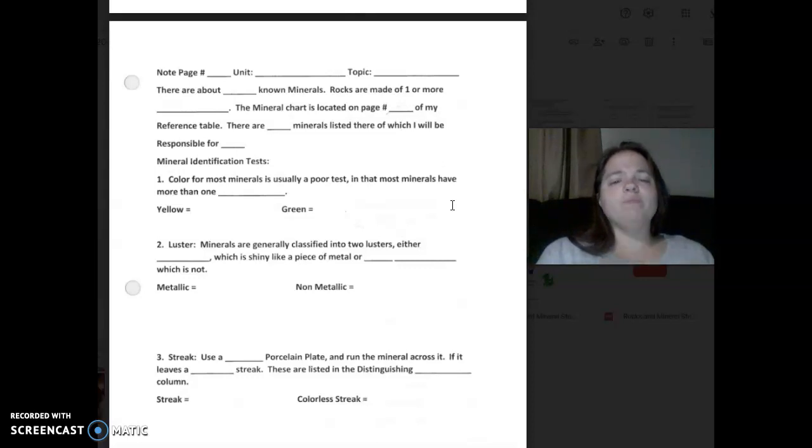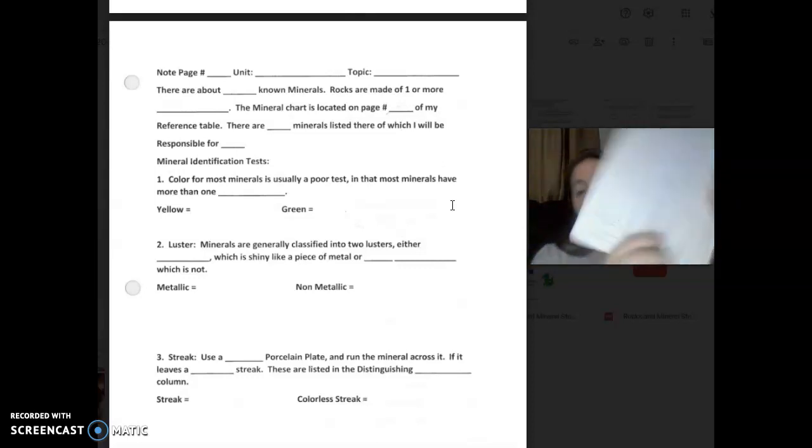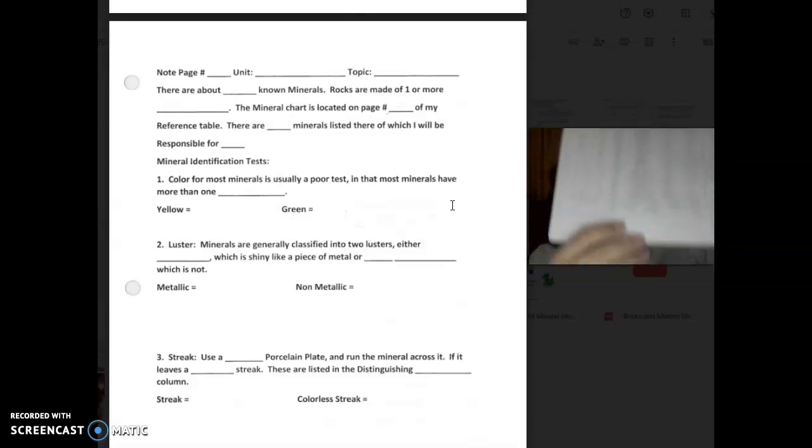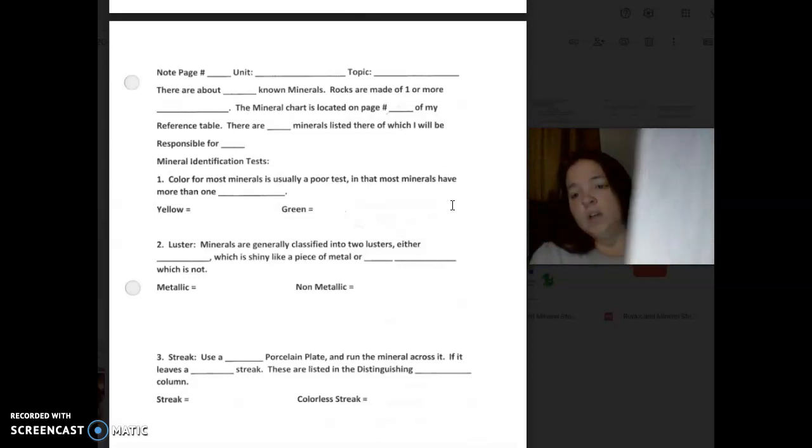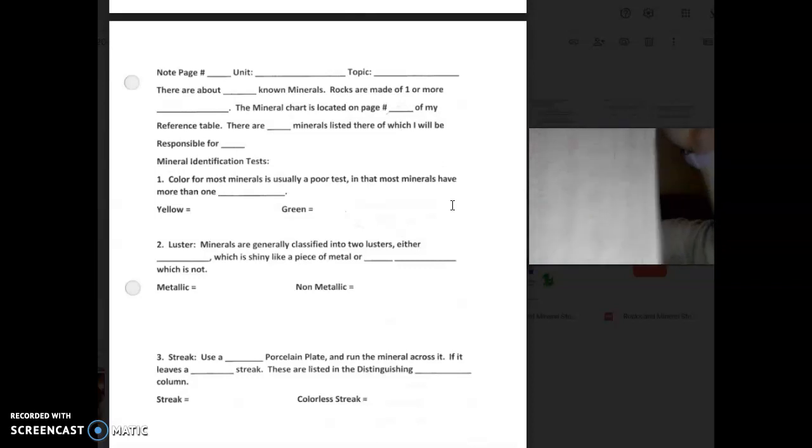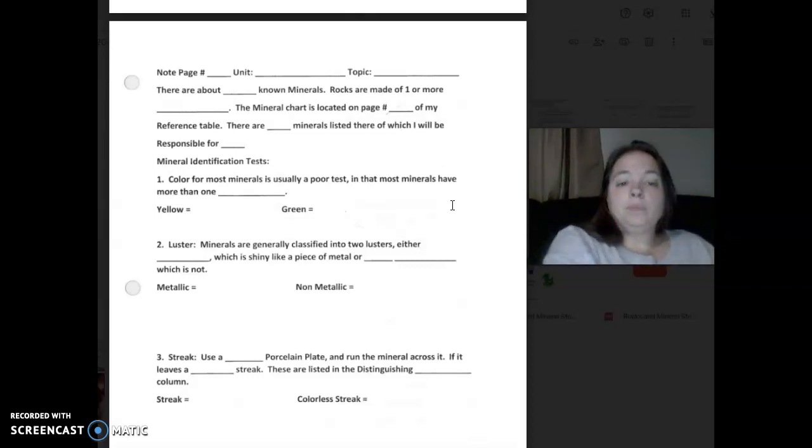All right, so there are about 300 known minerals. I think it might be more, but there's a lot of known minerals. And rocks are made of one or more minerals. The mineral chart is located on the last page, page 16 of your reference table. And there are about 10 minerals listed there that I'd feel that you guys should be responsible for.